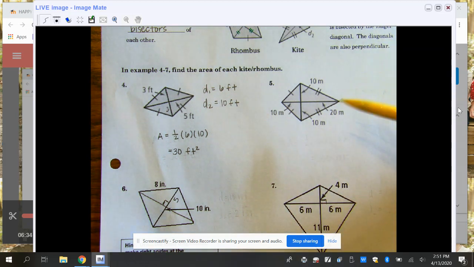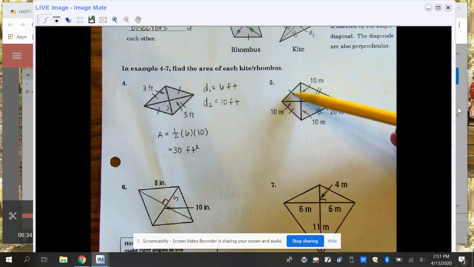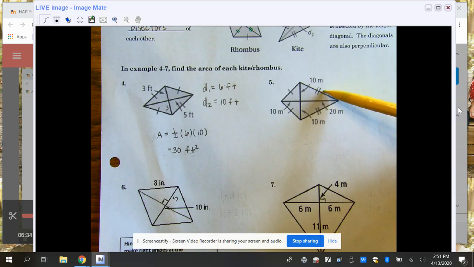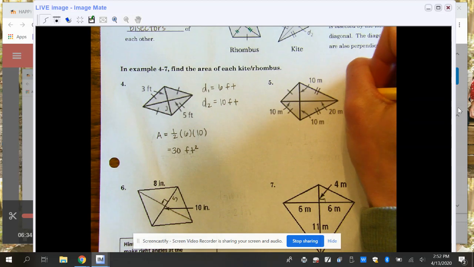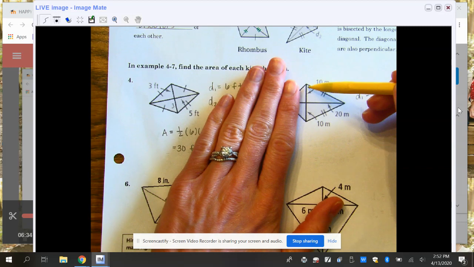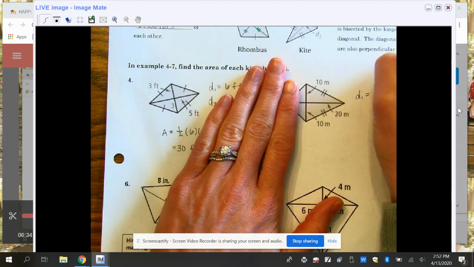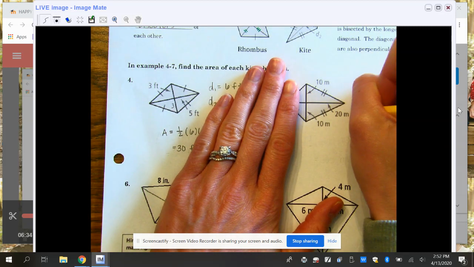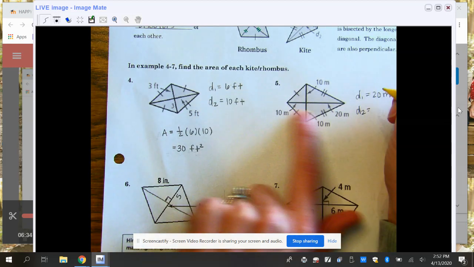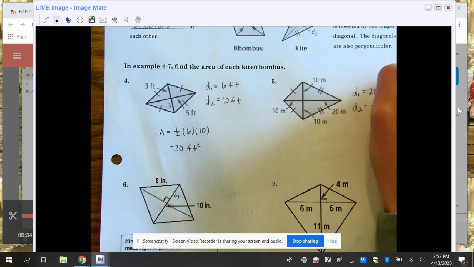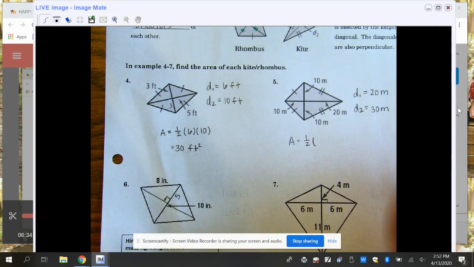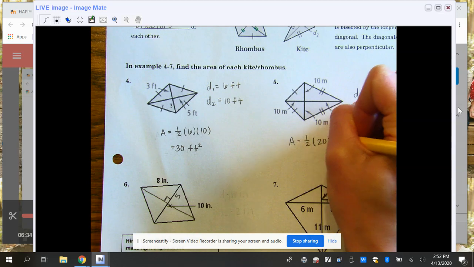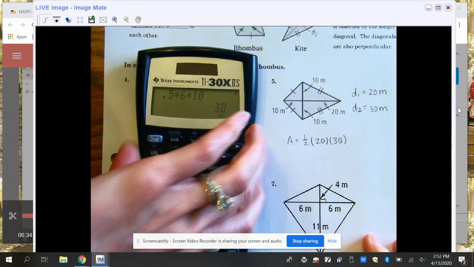All right, this next one we know we're looking at a kite because the sides are not all congruent. And luckily here, pretty much everything's given to me. I just need to add a couple things together. So one of the diagonals, we'll do the shorter one first. 10 plus 10 is 20. And then the longer one, 10 plus 20 is 30. So when I go to find the area, it's just going to be 1/2 times 20 times 30.